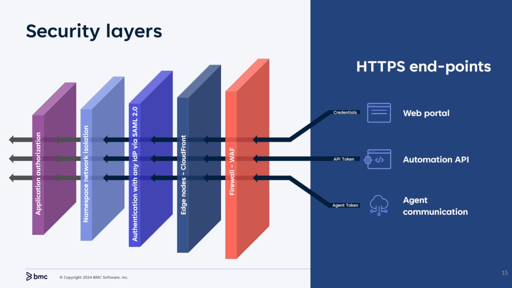Authentication is handled through SAML 2.0 for users, while API tokens and agent tokens secure programmatic and agent-based access. From there, requests are enforced through namespace and network isolation, and finally, application level authorization, ensuring each tenant and user only has access to what they're permitted to see and nothing else.